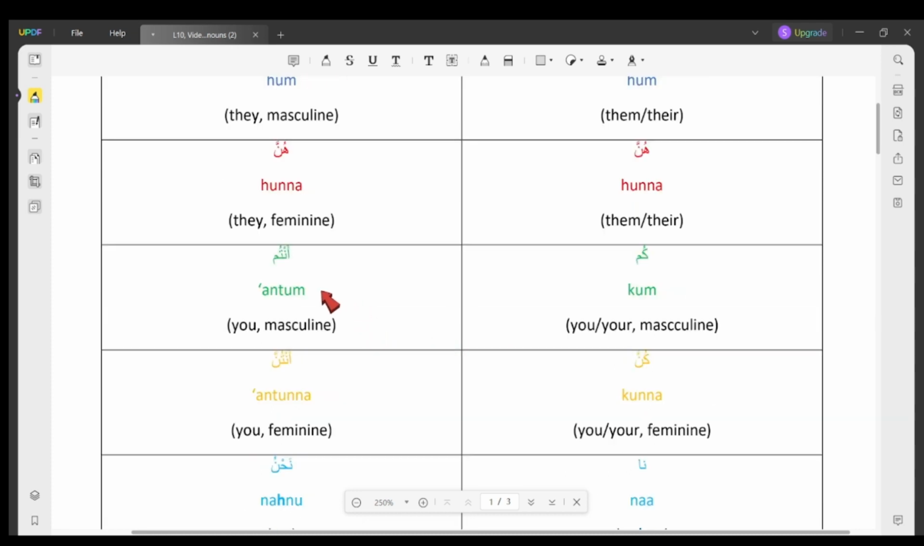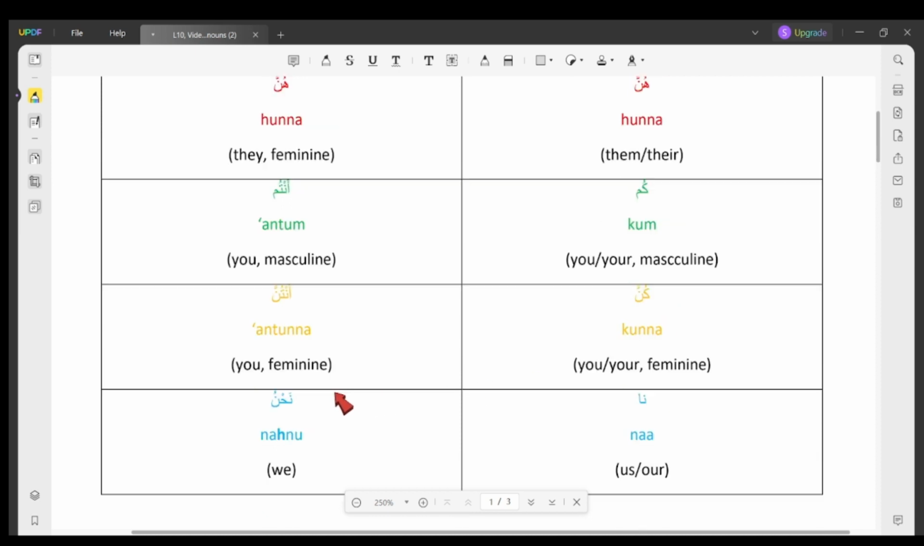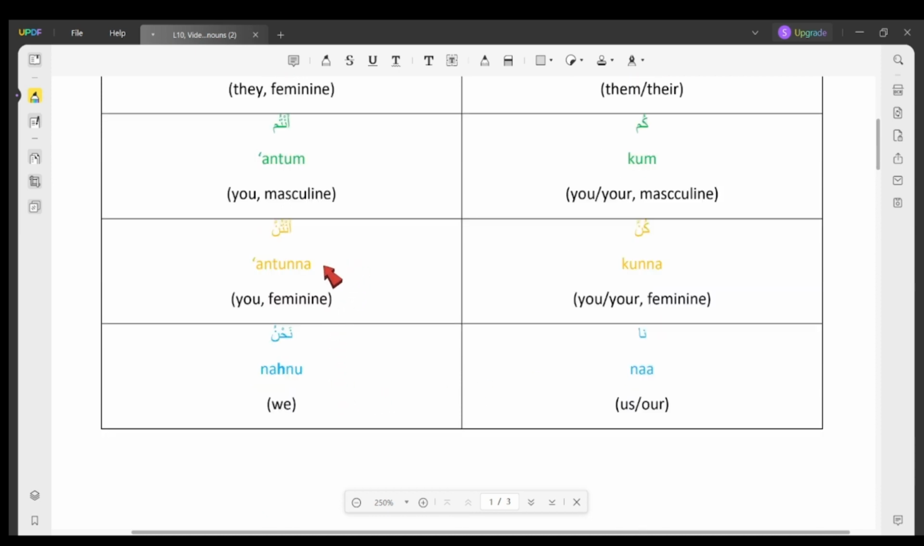Next we have antum, meaning you, plural. And on the right we have kum, meaning you or your depending on the context. And the next one is antunna, meaning you, plural, but feminine. And on the right side we have kunna, meaning you or your, again depending on the context.